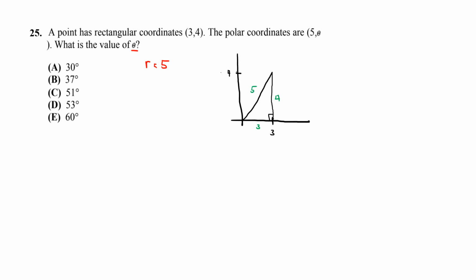And what it's asking us for is this length over here. And to quickly get that, since we're given the opposite and adjacent, the formula is the inverse tangent of, because in SOHCAHTOA it's opposite over adjacent, 4 over 3. And doing that, we get 53 degrees, 53.13. And thus, in this case, it's answer choice D.